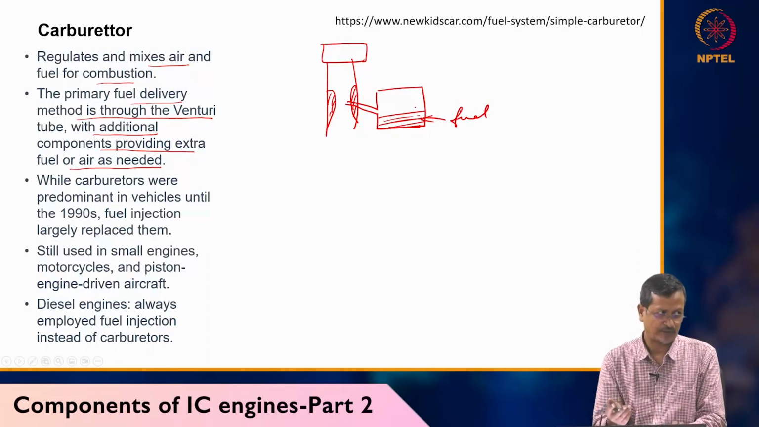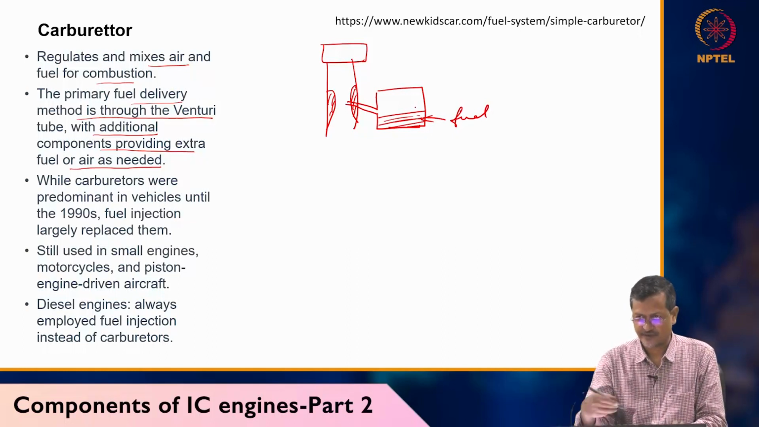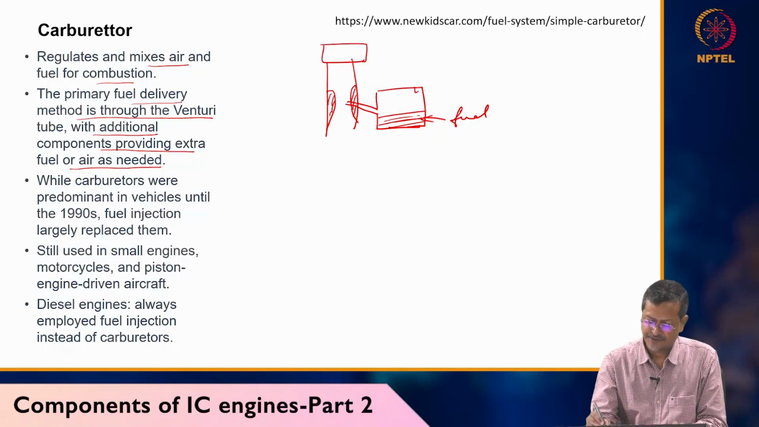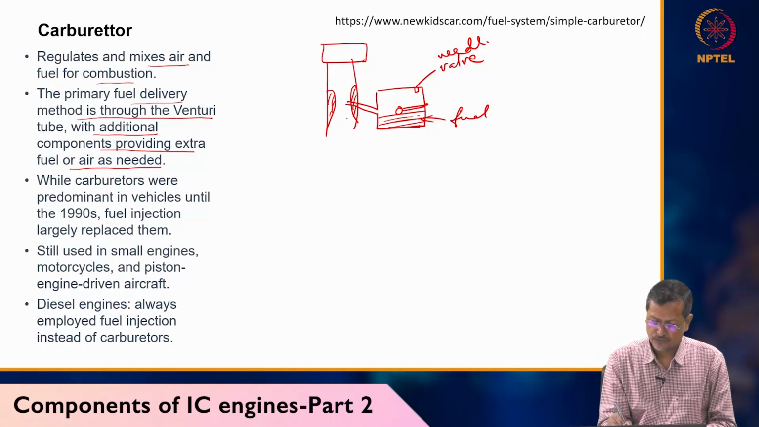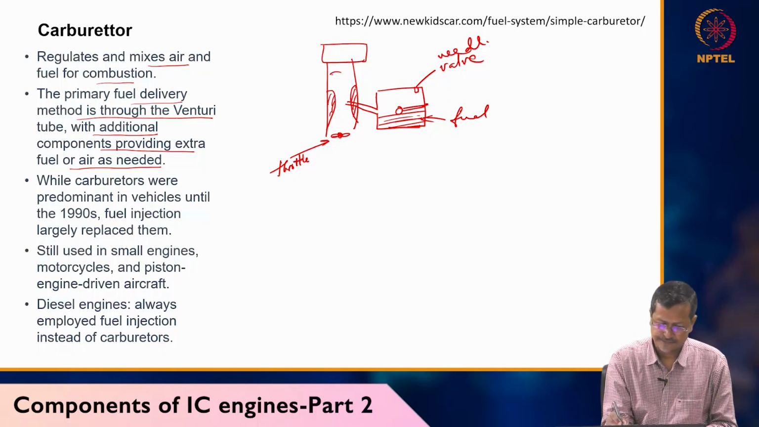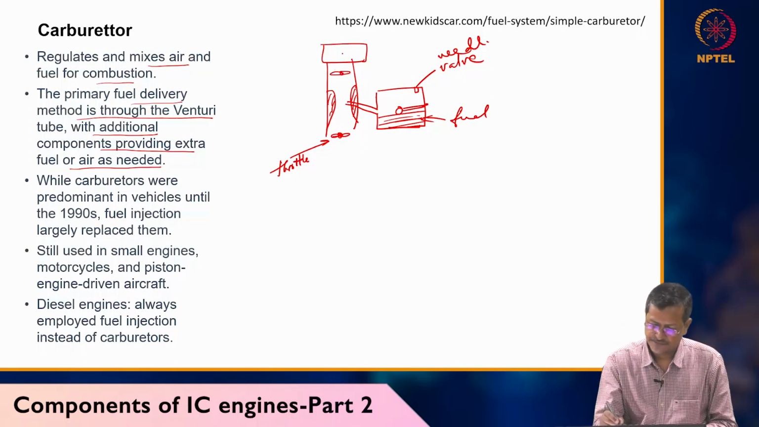Saying "oil" will be confusing, since sometimes lubricating oil is called oil, so we'll write fuel and lubricating oil separately. One needle valve will be there, and one float. The float controls how much fluid is inside the chamber. Now we'll have one throttle, and there will be another, the choke.